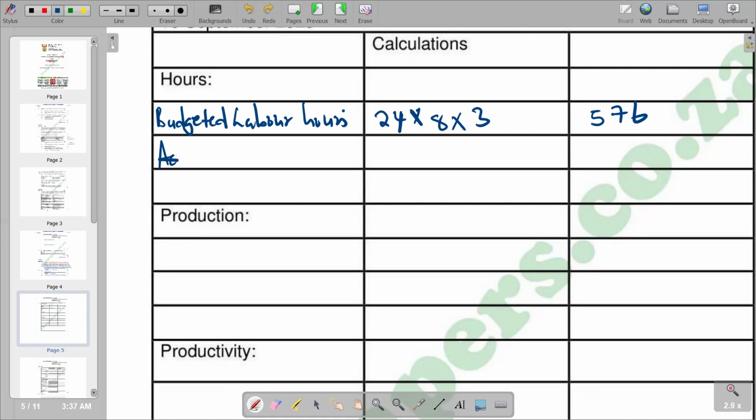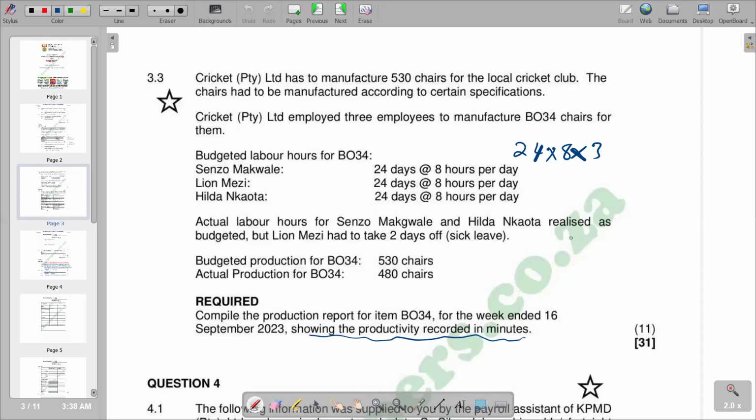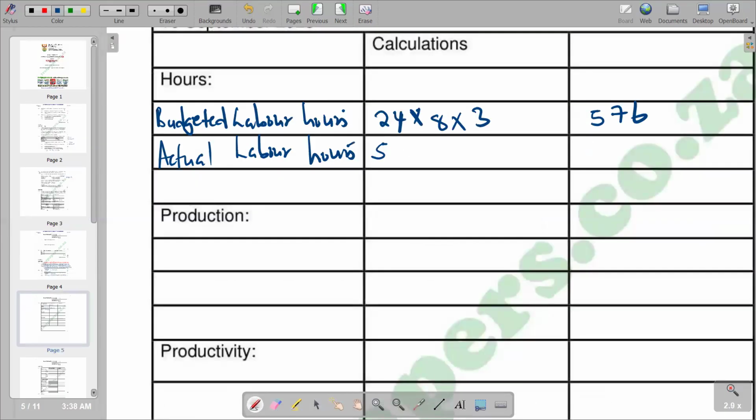We are going to calculate actual labor hours. We were told that what was realized is as budgeted, but for Leon, it means 2 days at 8 hours, which is 16 hours. So this 16 we subtract from the balance, because Leon was off. In other words, we are now saying 576 that we calculated there minus 16 gives us 560. So basically that's what we have on that part.